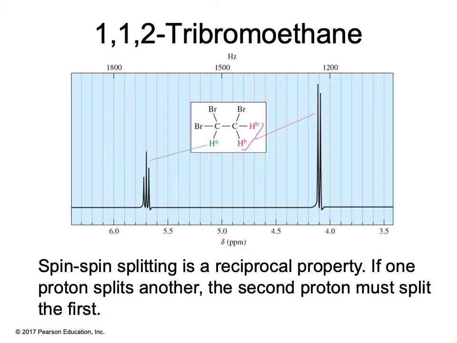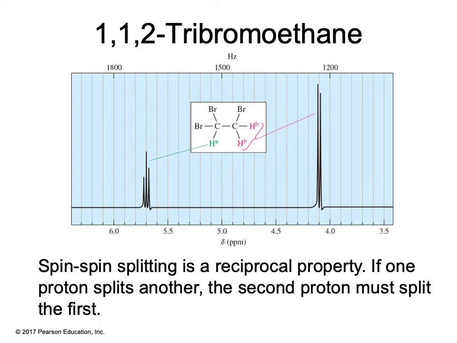Okay, so here's the example. If we have this molecule here, we have HA, that's its own signal because it sees 2 bromines next to it, so it is more de-shielded, farther downfield, right? It's showing up at about 5.7 ppm, compared to the 2 HBs, which are only seeing 1 bromine, so they're less de-shielded, so they're more upfield.